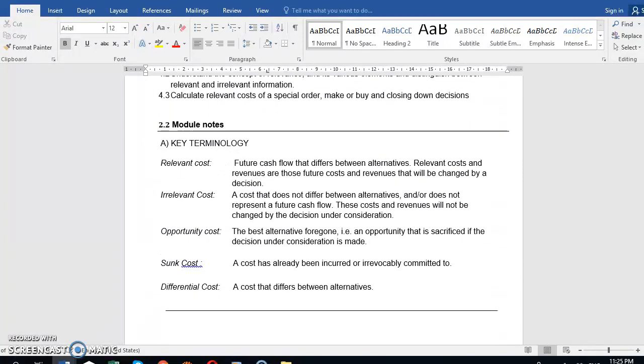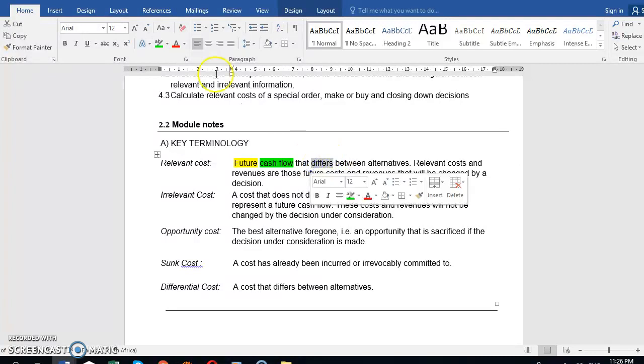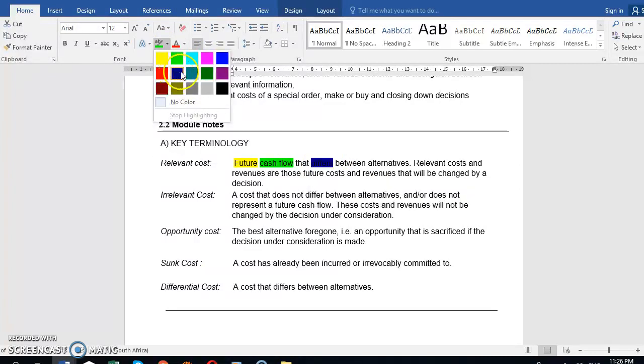Okay, key terminology. This is almost the most important thing that you have to know. The first thing is the definition of a relevant cost. Now it is a future cost, in other words, it must still happen. It's a cash flow, so in other words, it must be cash, and then it must differ between alternatives. So notice how I use 3 different colors, just 3 elements.